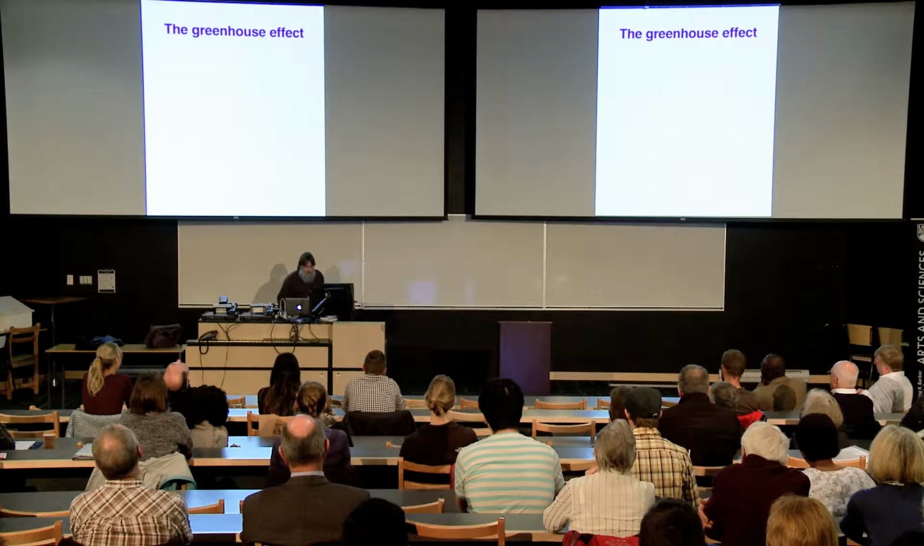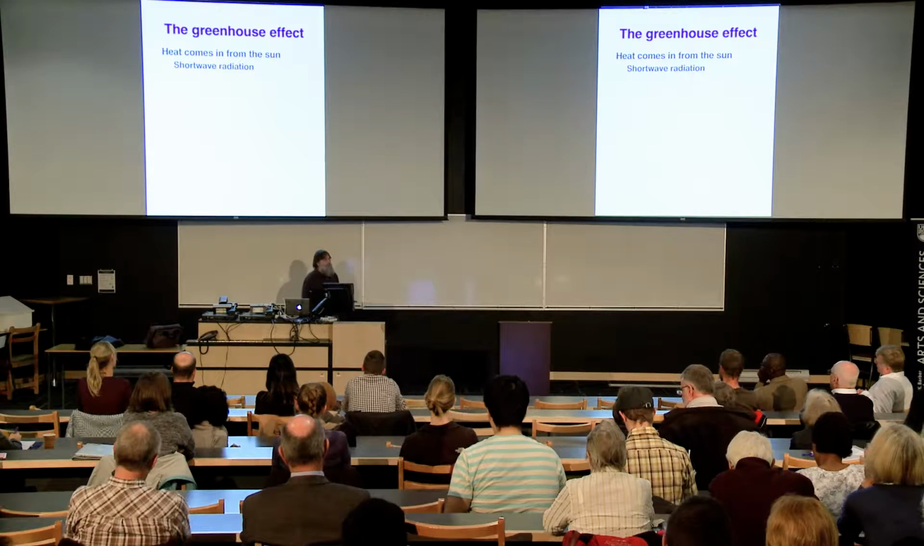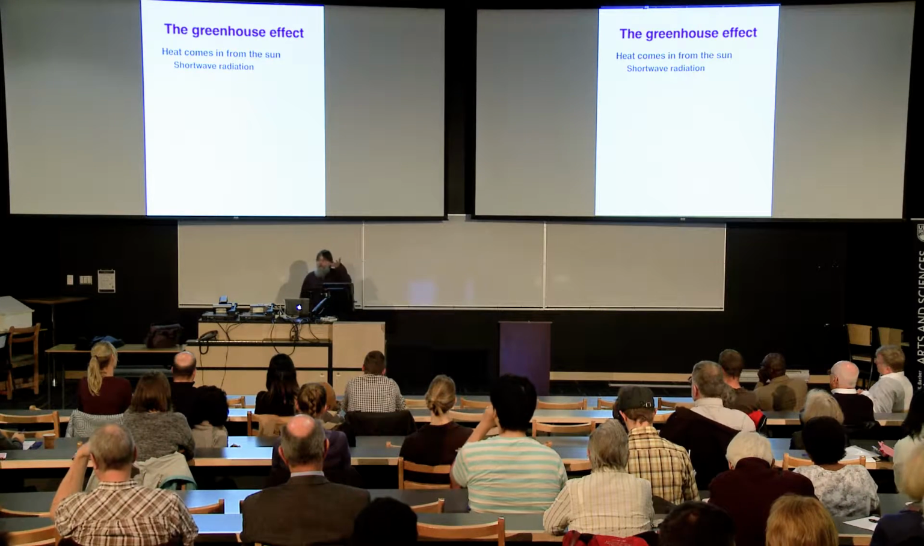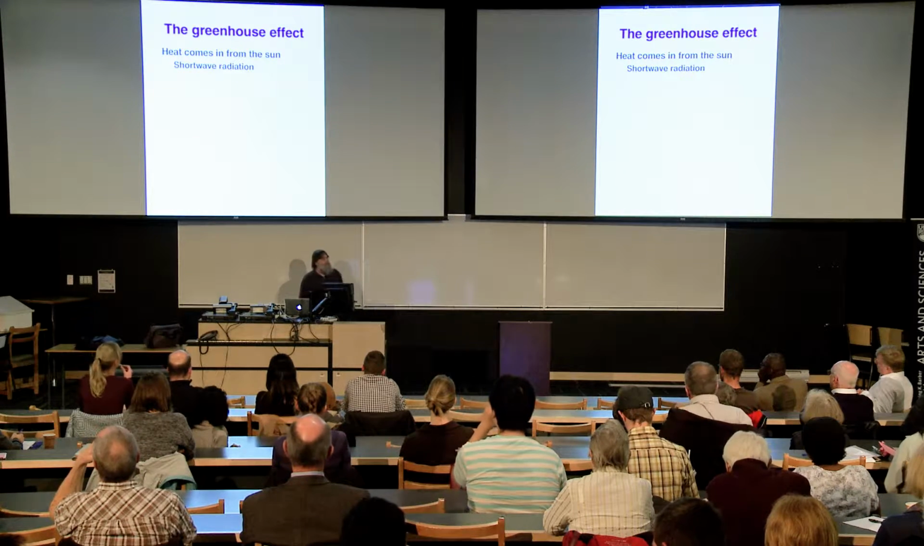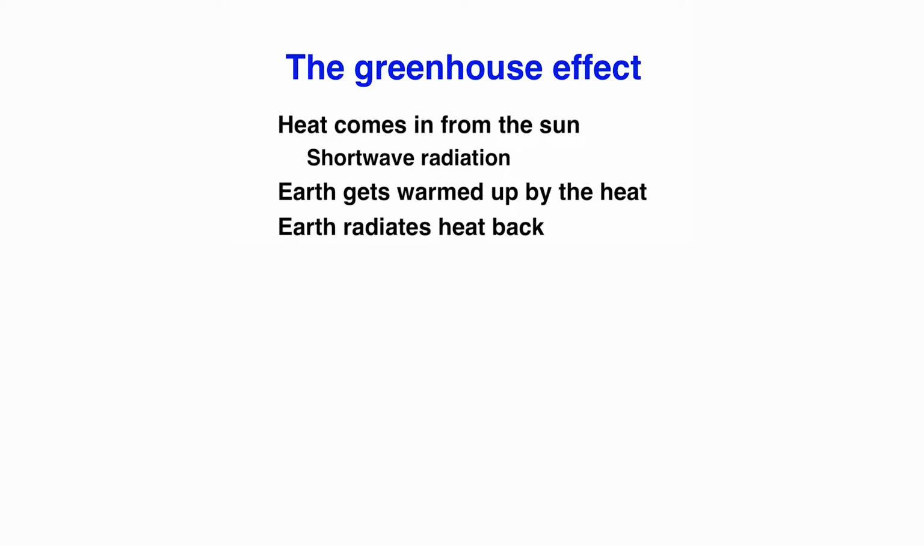So let's start talking about the greenhouse effect. Heat comes in from the sun. That's shortwave radiation, and that warms up the Earth. Some of the heat gets reflected by ice and snow. A lot of that heat gets absorbed in water and land. So the Earth gets warmed, and then the Earth radiates heat back. That heat is long-wave radiation.